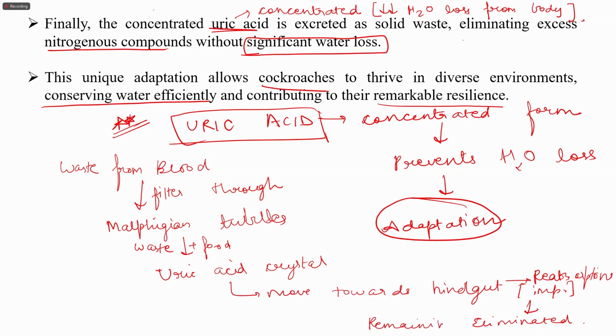Right? So you need to remember the structure which is present as a part of the excretory system: the Malpighian tubules. The Malpighian tubules have a lining, and it helps in the reabsorption and absorption of the waste, and it helps in the excretion of the waste products out of the cockroach body.